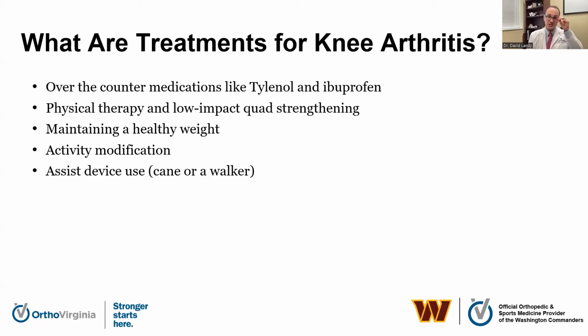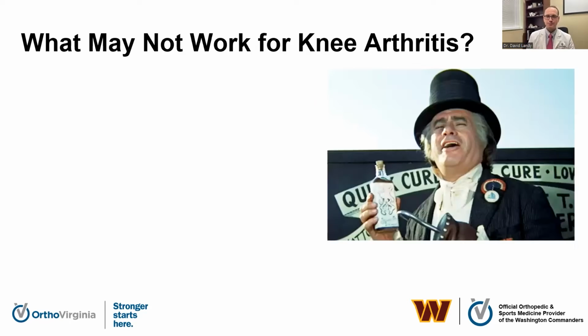Assist device use. This isn't going to be for everybody, but a cane or a walker can certainly be part of helping take some of the load off that arthritic joint and reducing symptoms. And then bracing is another thing that some folks will find helpful. And then steroid injections are pretty frequently given and can help reduce the inflammation. Again, none of these treatments are going to reverse the arthritis. It's really all about symptom control and helping people live the lives they want to.